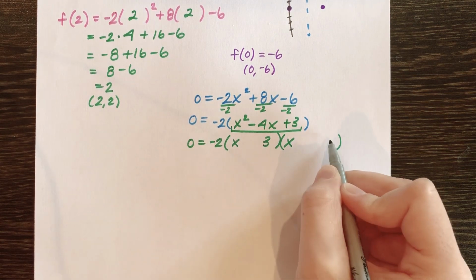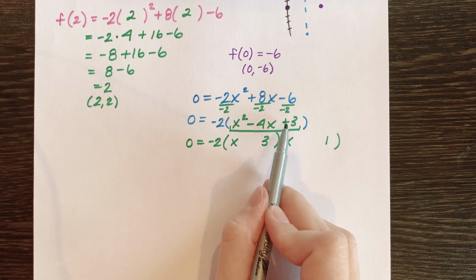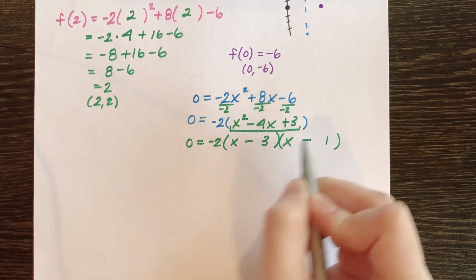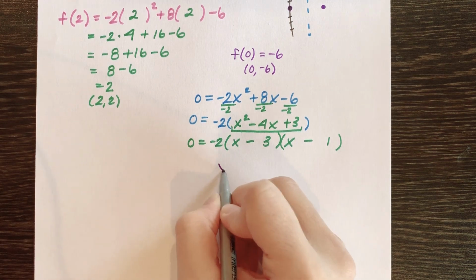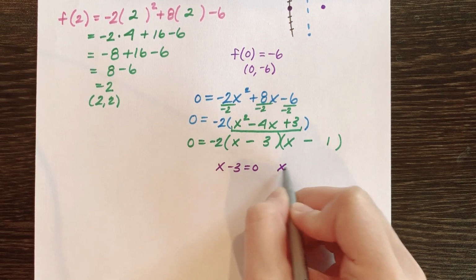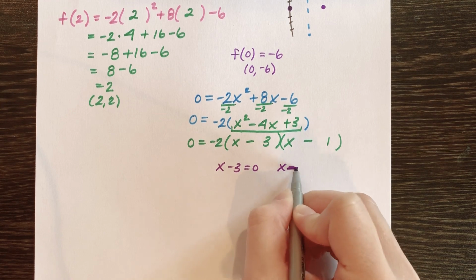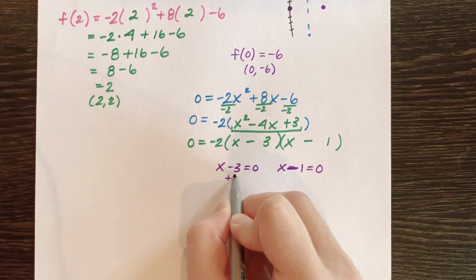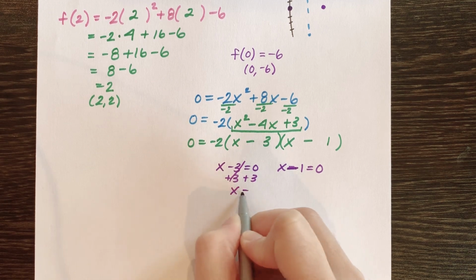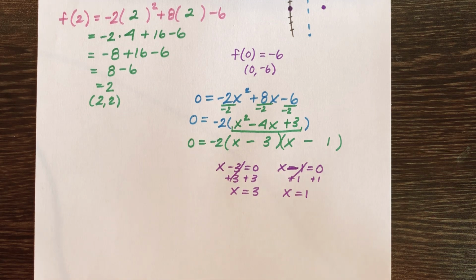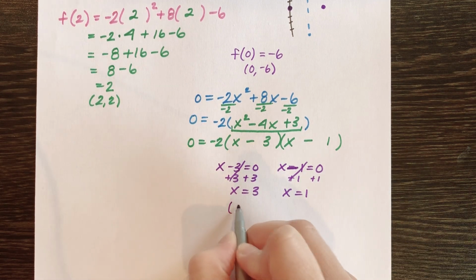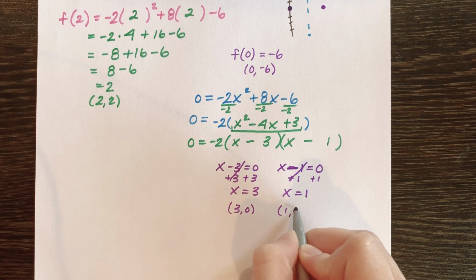Multiplies to 3, I only got 3 and 1. Adds to negative 4, both with a minus sign. Solve by factoring means I'm setting each of those factors equal to 0, and solving for x, I get positive 3 and positive 1. Remember, your GCF just kind of dies out. You could set it equal to 0, but then that doesn't give you anything. So my x-intercepts are 3, 0 and 1, 0.